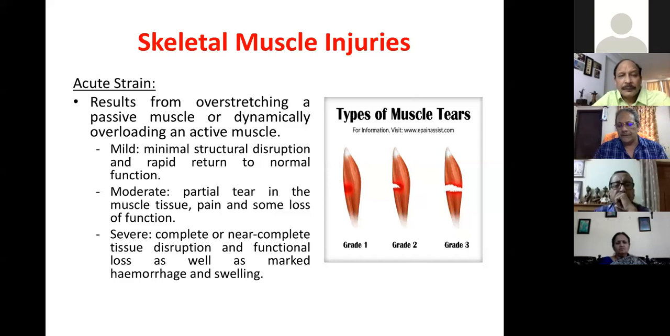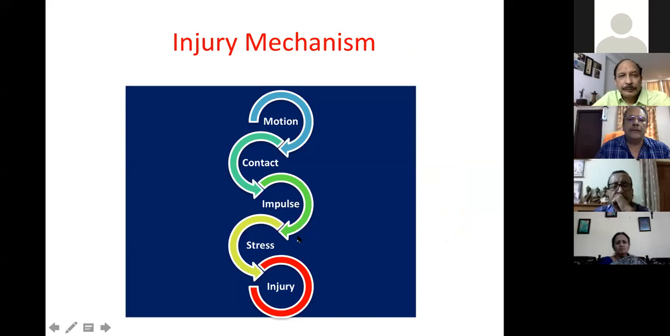mechanism. And a little more, when you are doing some kind of dynamic movements like motion, there is a contact or an impact, and that results in an impulse that leads to a kind of vector where you are thrown out of a vehicle, or you end up with a counter retraction, you fall back or sideways or something like that, and that leads to stress and an injury. I'm not wasting much time on this part.